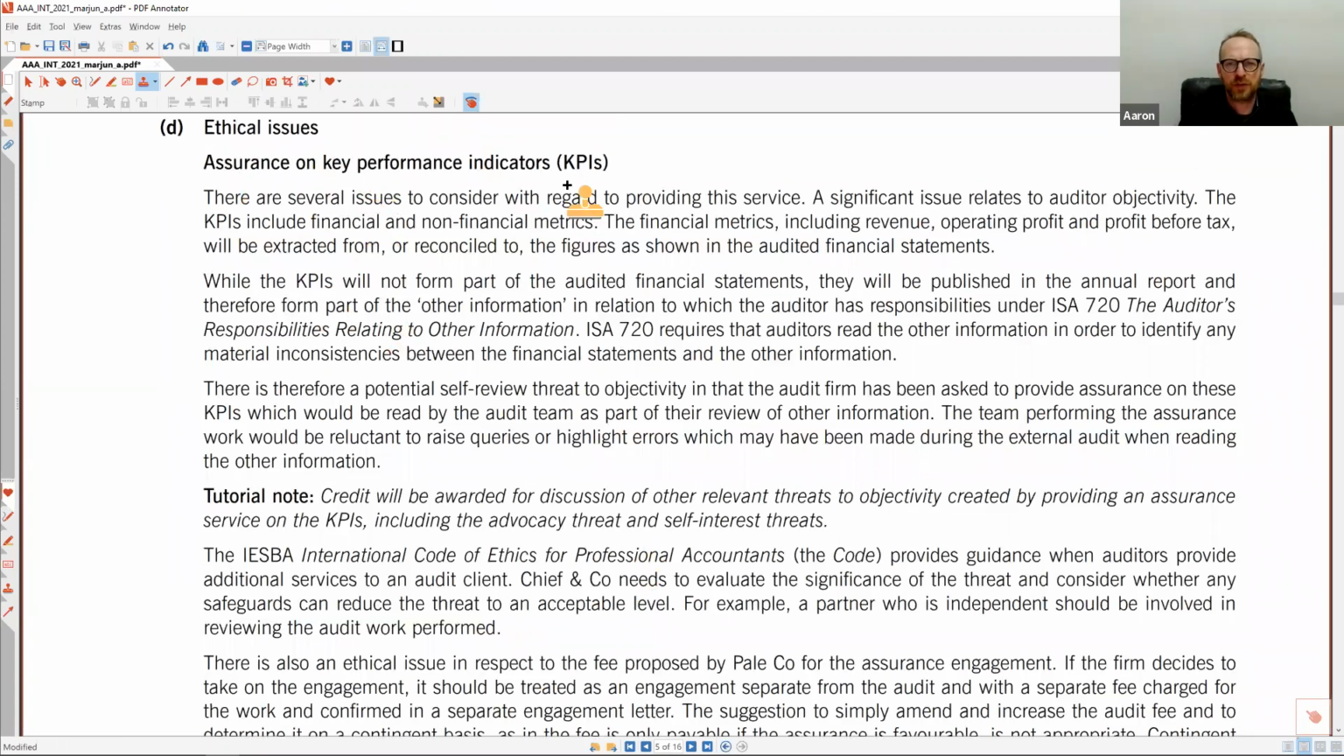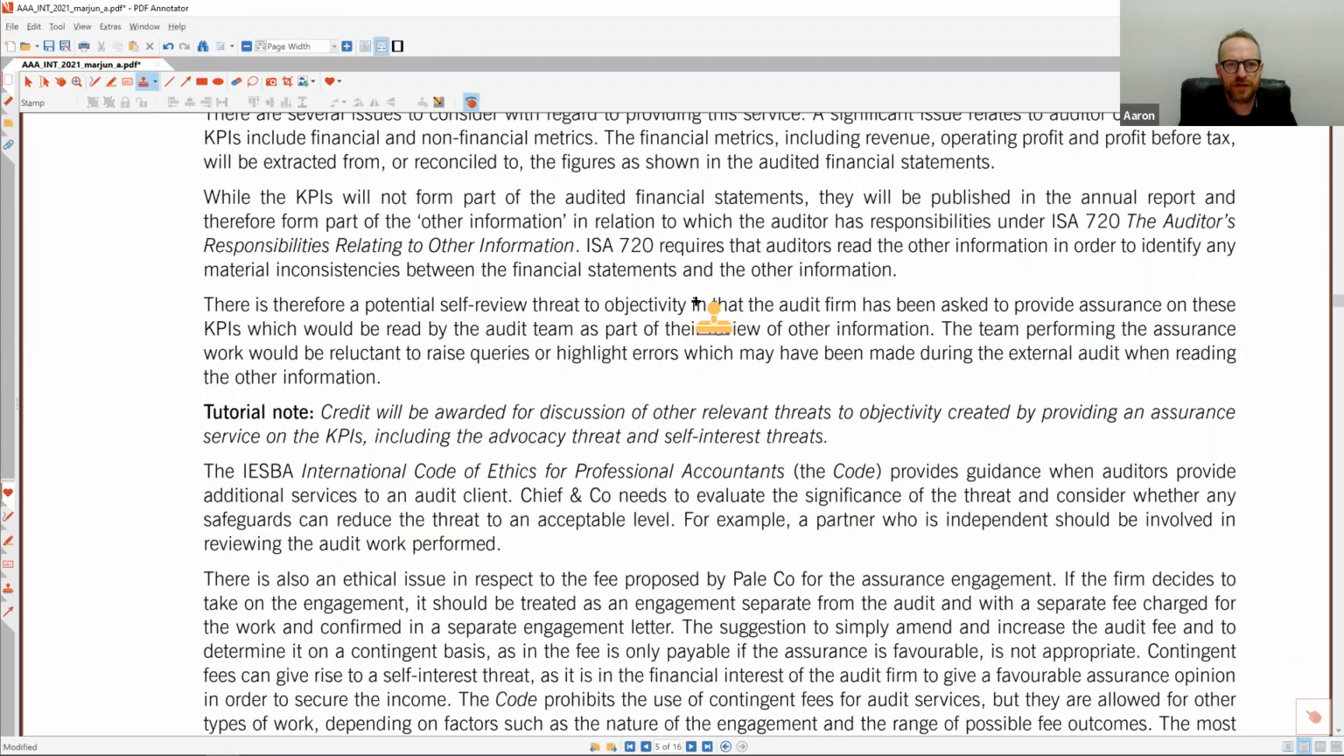Okay, so I just want to look for one that, so here's one here. Self-review threat to objectivity. So stated the threat. They've been asked to provide assurance and what could happen. There it is, sorry. They would be reluctant to raise queries or highlight errors that have been made when reading the information. Okay, so just think about that, because if you're going through and marking your own work, you might give yourself marks for saying, well, it's a potential self-review threat because they're reading it in the course of the audit, and not go on to get that bit.